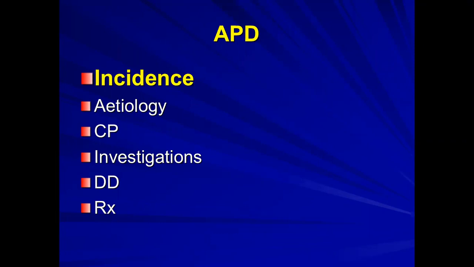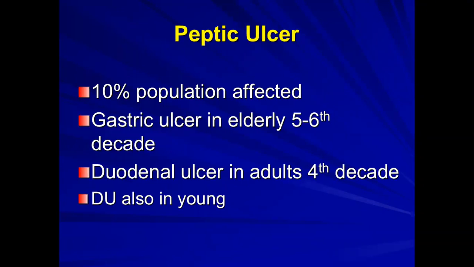In the next few slides we discuss its incidence, etiology, clinical presentations, investigations, differential diagnosis, and treatment. In peptic ulcer, around 10% of the population of the world is affected. Gastric ulcer usually occurs in elderly patients in the 5th to 6th decade, and duodenal ulcer is common in adults in the 4th decade. Duodenal ulcer is also common in young people due to their irregular eating habits.